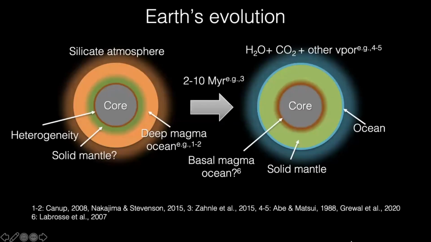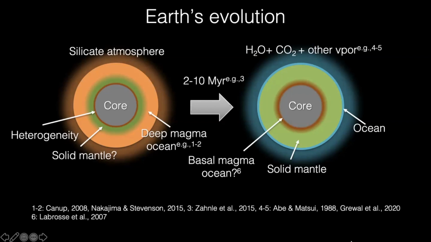I'd like to quickly discuss Earth's evolution. Right after the moon-forming impact, the Earth's surface was very hot, and we had a silicate vapor atmosphere, and the Earth would have had a deep magma ocean, and part of the Earth's mantle may have remained solid, and perhaps at the bottom of the mantle there might have been a heterogeneity.